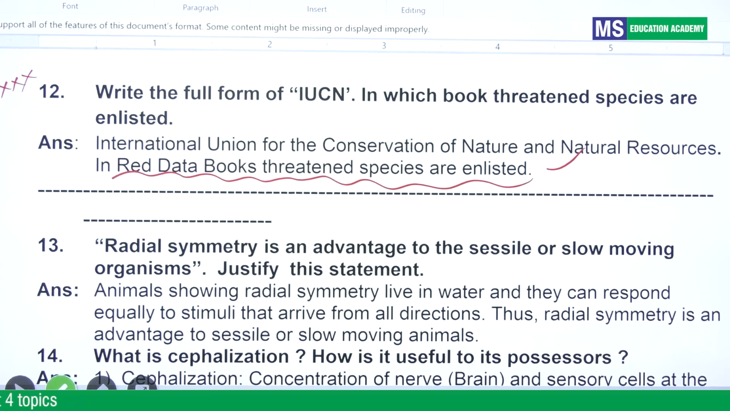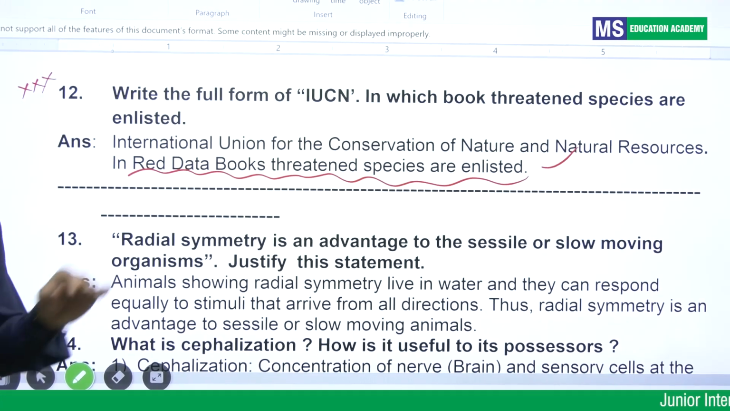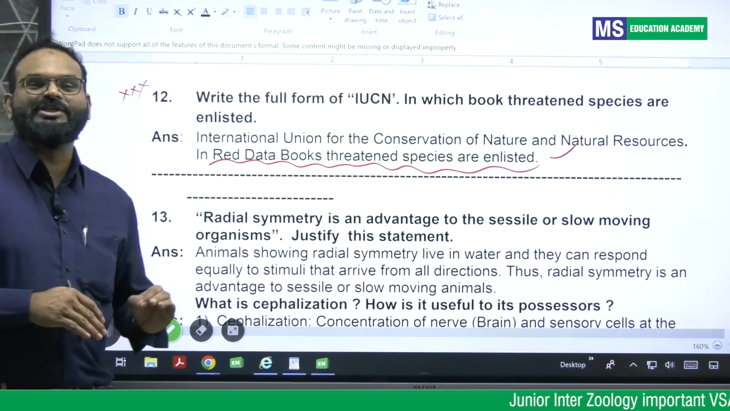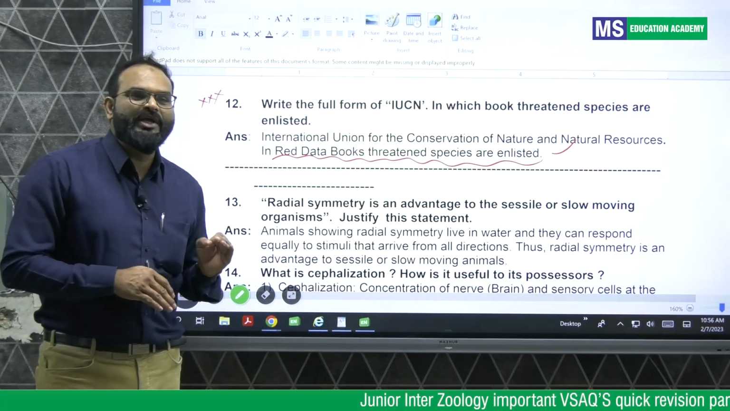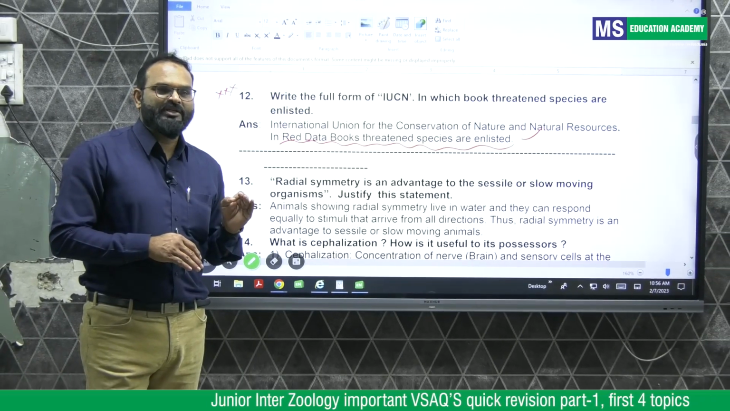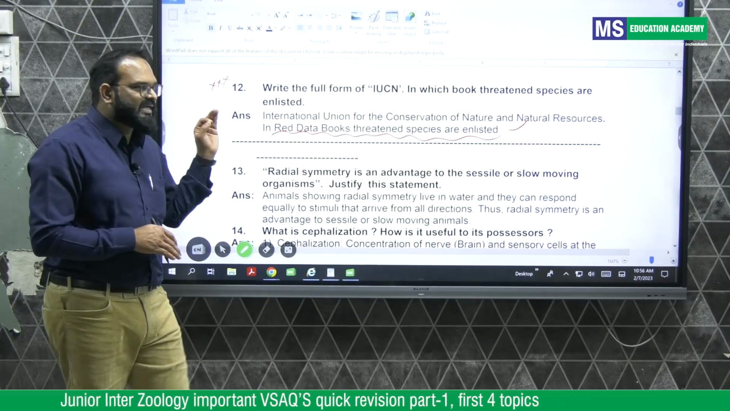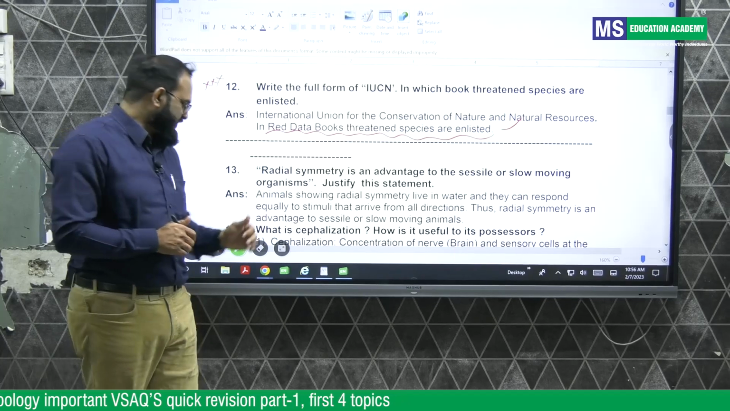So that's about chapter 1, which is completed. These are the important questions in chapter 1 for junior intermediate students, zoology subject, that is, diversity of living world.